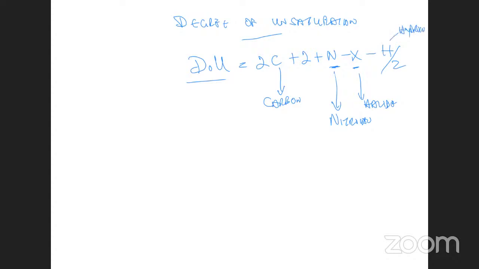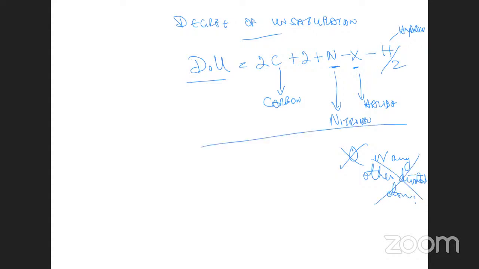Now oxygen and other divalent atoms don't contribute. So oxygen is not taken, or any other divalent atoms. We don't take them in calculating the saturation, unsaturation.